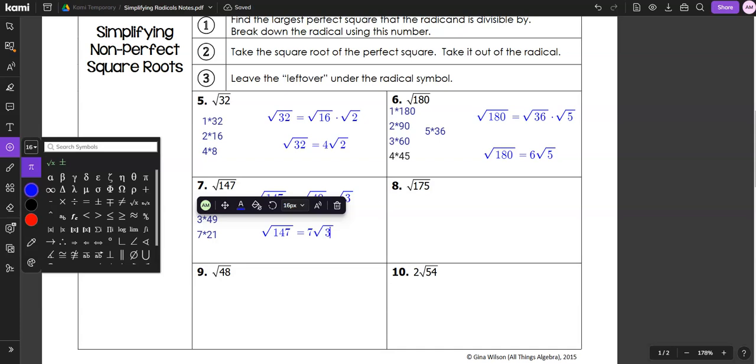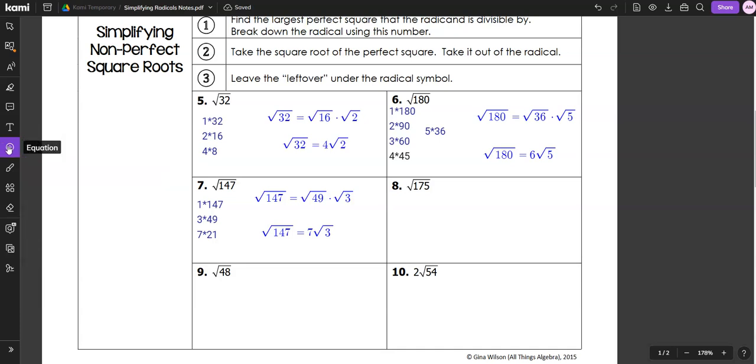Okay, now that's the square root strategy for taking care of these. There are other strategies. One is called the birthday cake method. It is a little more complicated as there's more work to do. But I am going to show it to you on this one right here, 175. I'm going to do this on a marker board and then take a picture so I can explain it to you.